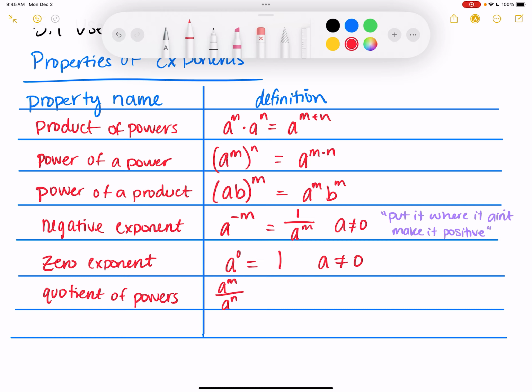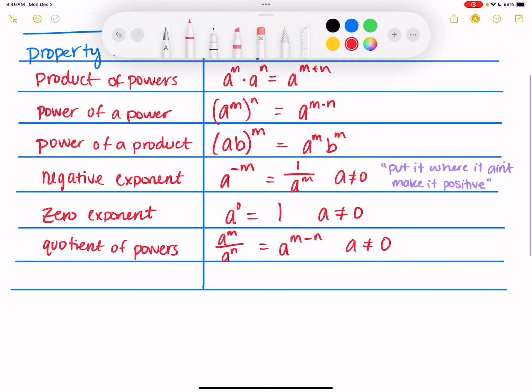What I have here is a to the m minus n. So this is where I said put it where it ain't, change the sign. Both of these had quote unquote positive signs, but to move it, I'm going to move it up and subtract. Sometimes you need to actually move it down because our final answer can never have negative exponents unless it's scientific notation, and I have to put that disclaimer in here because that's in this section. Again, assuming a is not equal to 0 because that would cause a problem in the denominator.